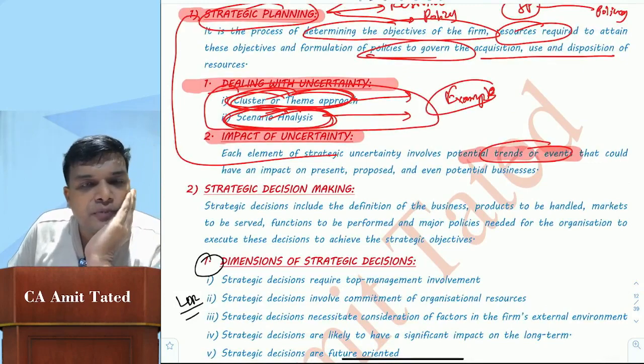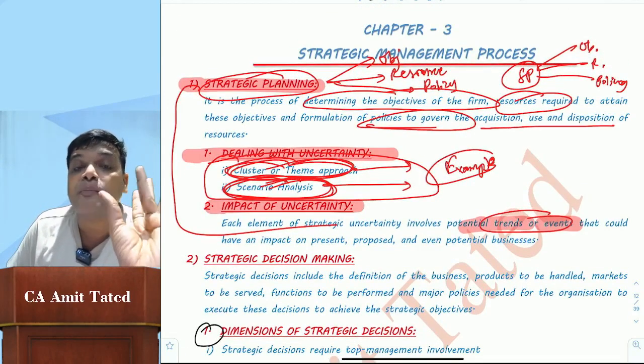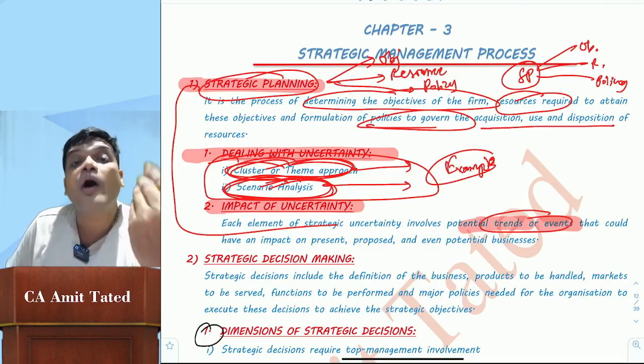So strategic planning, first point, you need to understand what planning is. Strategic planning involves three things. One is the objective, second is resources, and third is the policy to achieve these objectives.